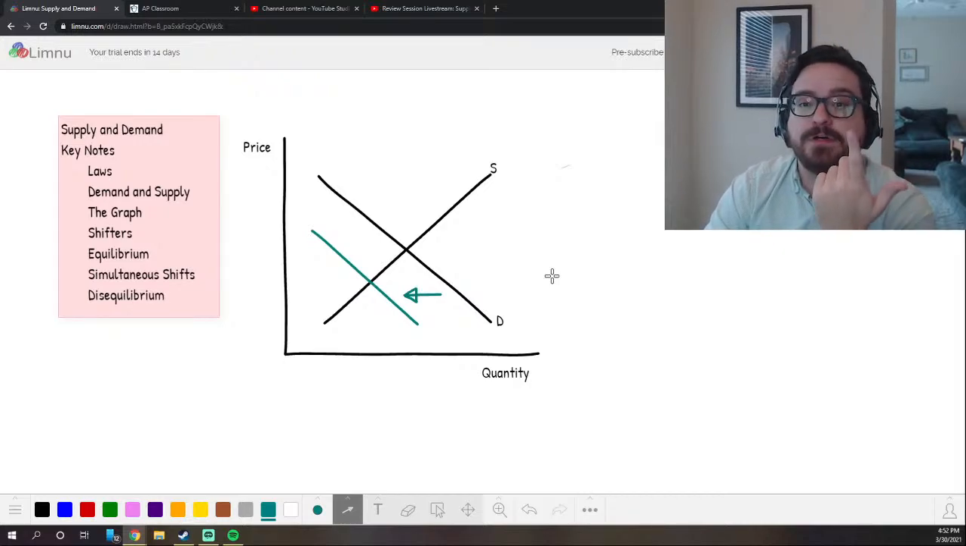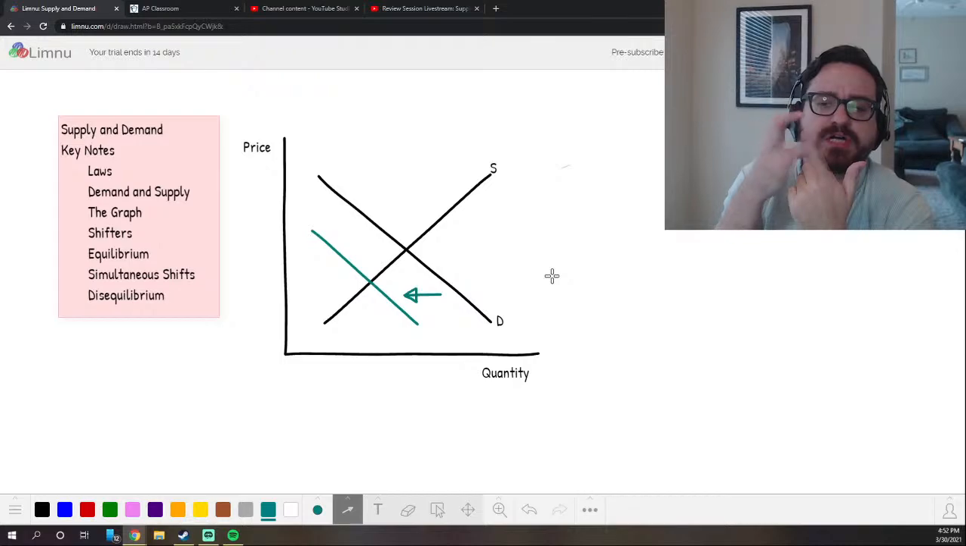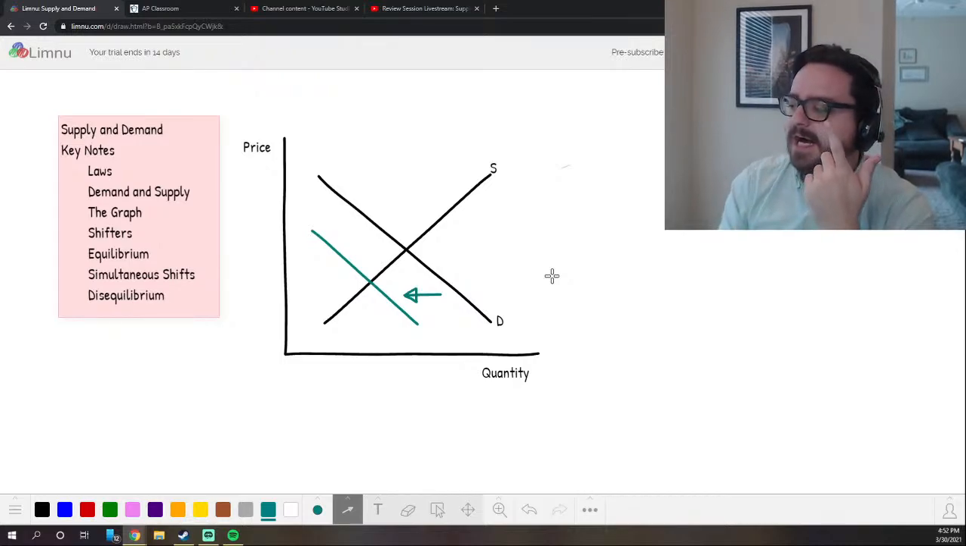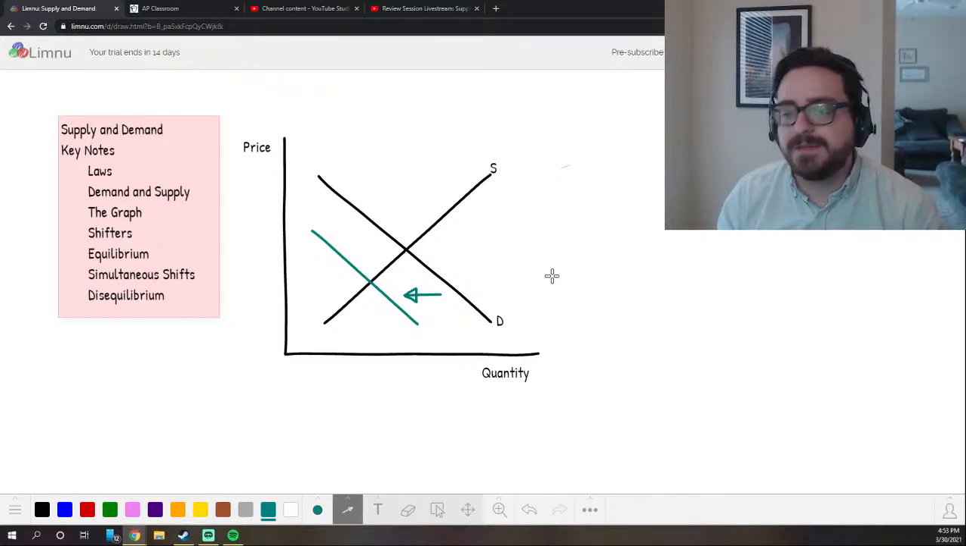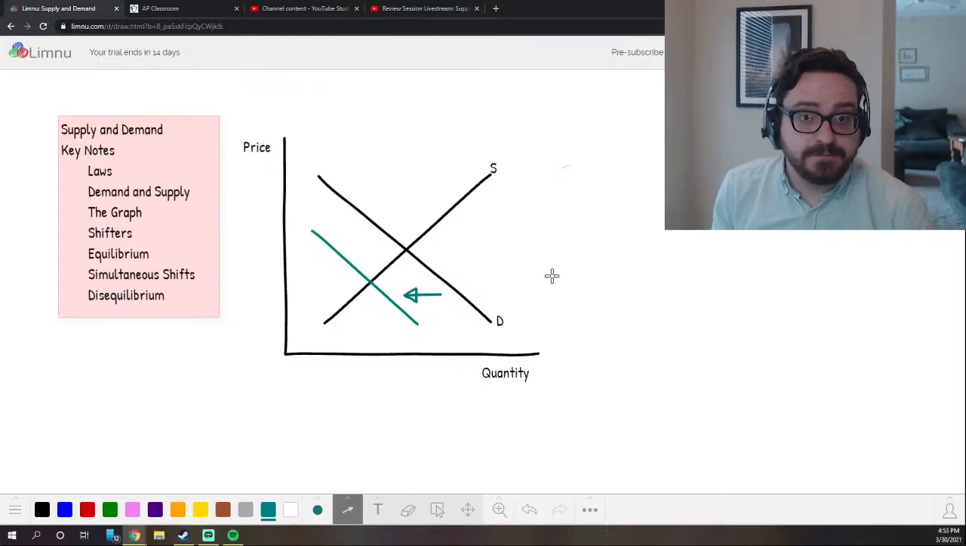I is input costs, stuff that affects how much it costs you to produce things. Like almost every company uses oil to ship their products, so if oil prices go up, it's harder for you to make stuff. Remember, it's willingness and ability to produce for supply, so supply goes down.